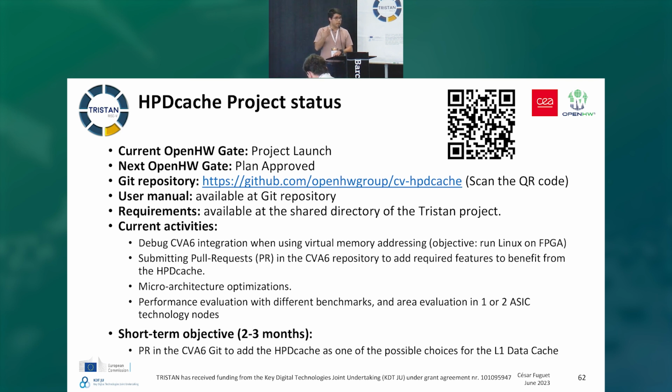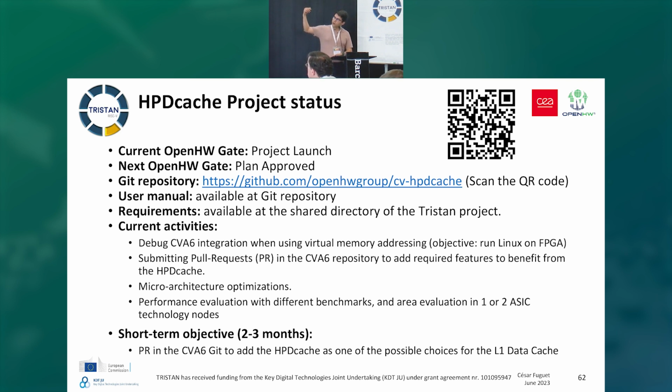But actually the cache itself is already in the Open Hardware Group IP catalog. You can get it from that link there or by scanning the QR code. It's in the Open Hardware GitHub repository. We already have a very detailed user manual there. We are writing requirements and test plans during the TRISTAN project, and of course we are still doing some development to improve the cache.